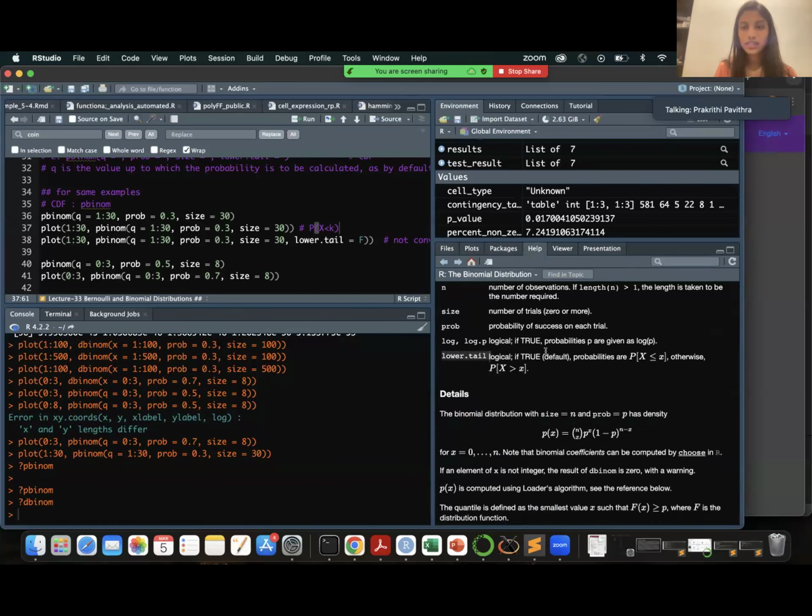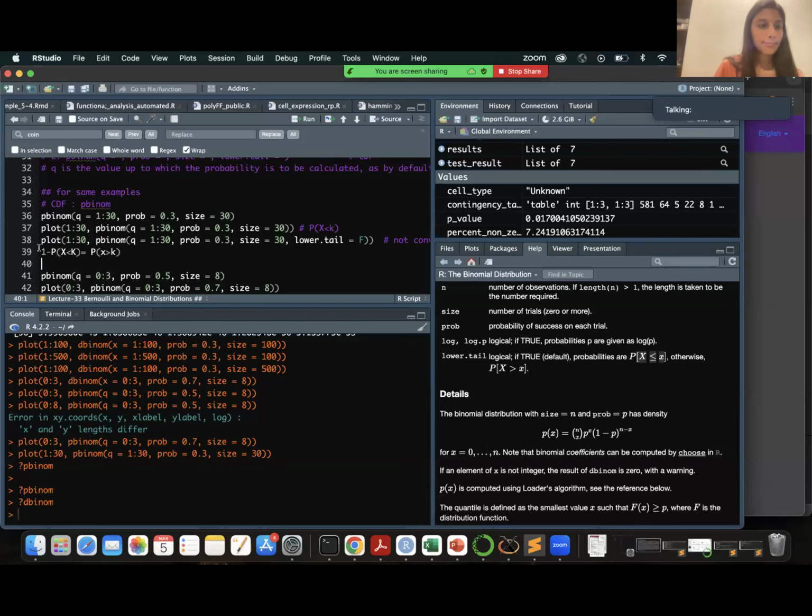Yeah, so your lower tail, by default, it is true. So you don't have to specify. By default, your lower tail is true. So it gives you P of X less than or equal to k. So if you specify lower tail is equal to false, it will give you 1 minus P of X less than or equal to k. So this is just P of X greater than k. So it just subtracts this whole thing from 1.